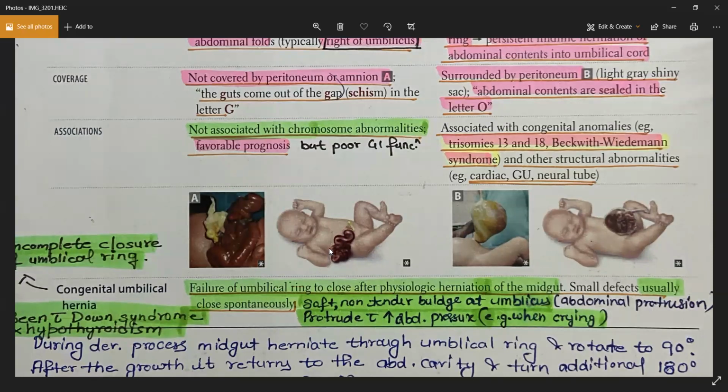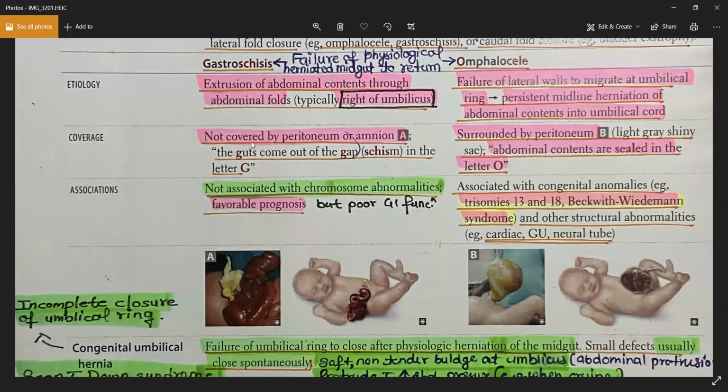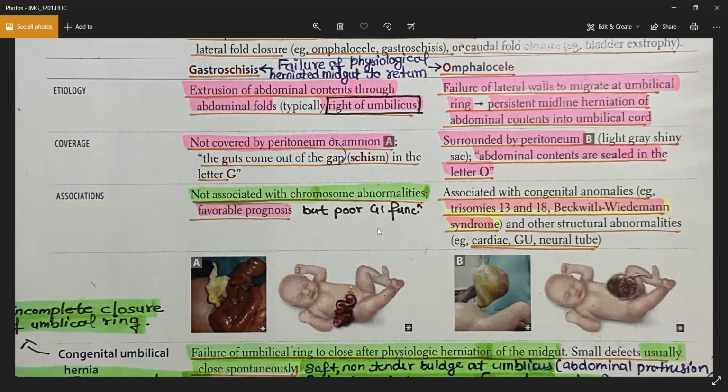You can see that all of the structures are coming out of the abdomen. Extrusion of these structures is happening, and these structures are not covered by the peritoneum or any kind of amniotic membrane or covering. So all of these structures are naked and you can see them easily. Now the associations: there are no chromosomal associations, and that's why the prognosis is very favorable. You will do the surgery and correct these things. Very important. So this is gastroschisis.